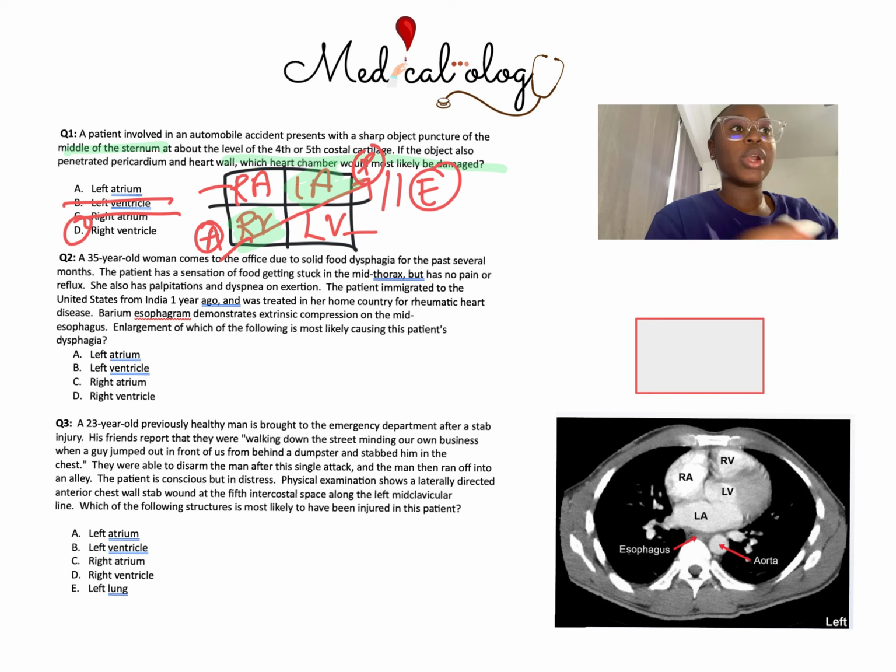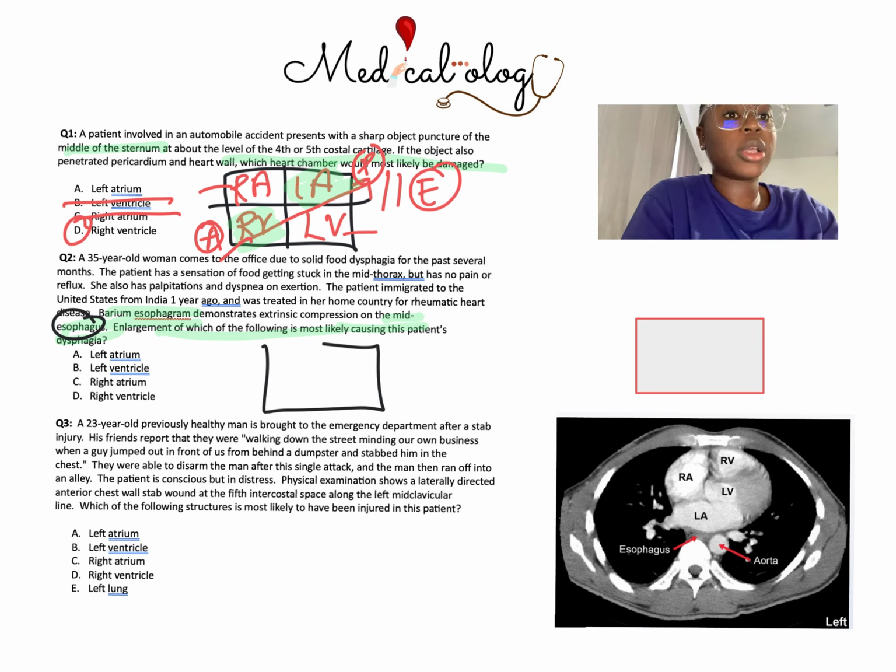We need to know what is high yield, because when we're taking exams, when we're taking STEP, also when I took my medical school exams, we are timed. So we have to think critically and we have to understand we are timed, that we have to use our time wisely, okay? So here it says the barium esophagram, which is important, demonstrates extrinsic compression of the mid-esophagus, right? Enlargement of which of the following is most likely to cause this patient's dysphagia? Dysphagia is another word for difficulty swallowing, right? So they're hinting esophagus, right? Esophagus is in the question.